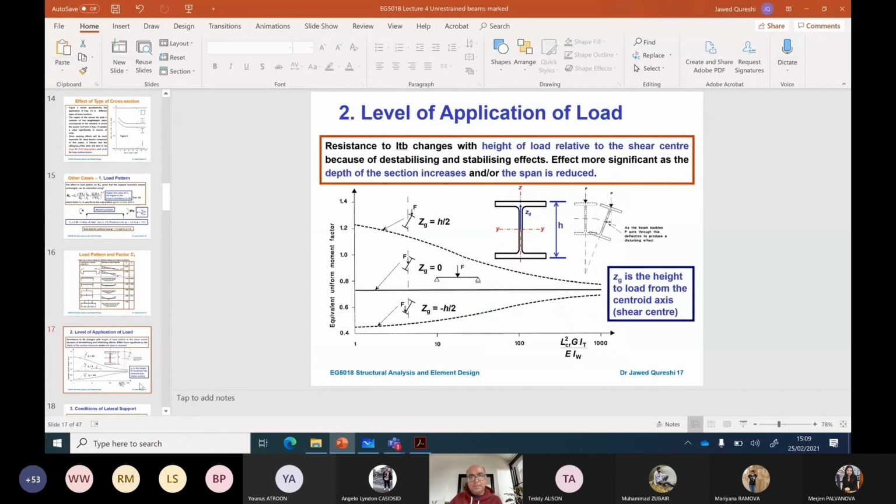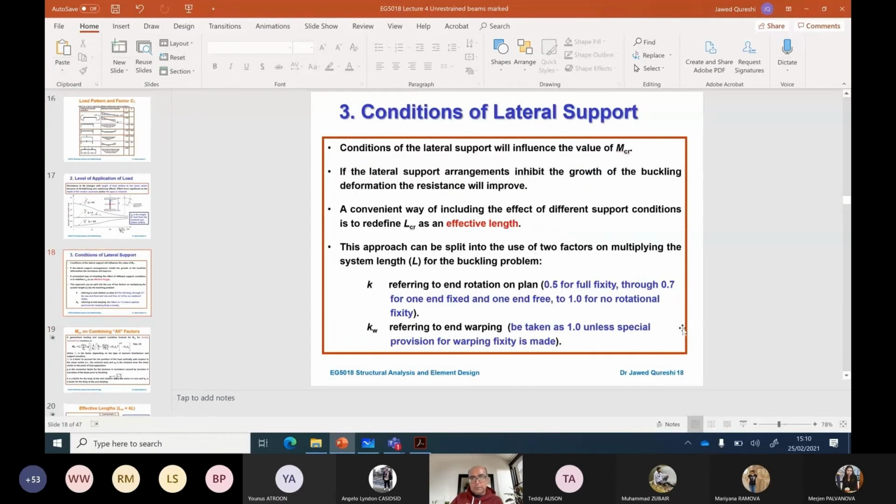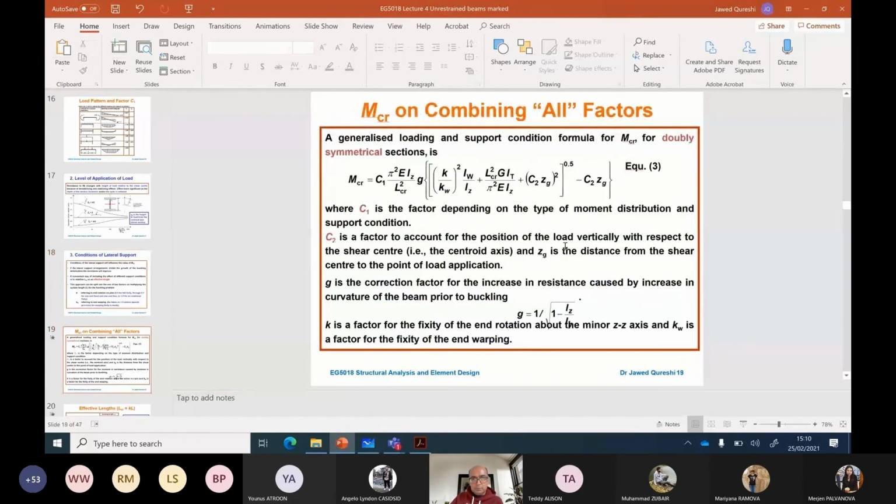So for example, level of application of load. If the load is applied at the top, if it is applied in the middle, and then if it is applied at the bottom flange, there will be an effect on the formula, and that would be taken into account with this factor, which is the C2 factor. But again, I will not go into details of this and conditions for support, and there are various other formulas. You can see that C2 times ZG, but I will not use this formula quite often, but this is just for your information so that if you need it in some kind of situations, you should know that the information is there.